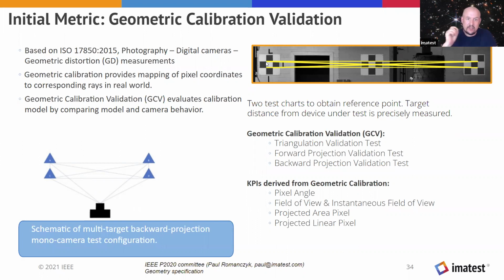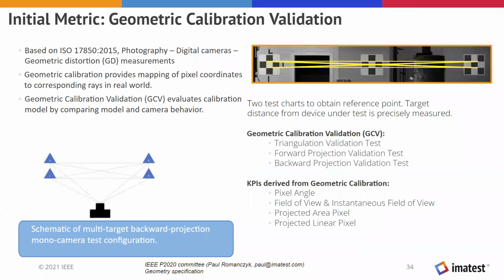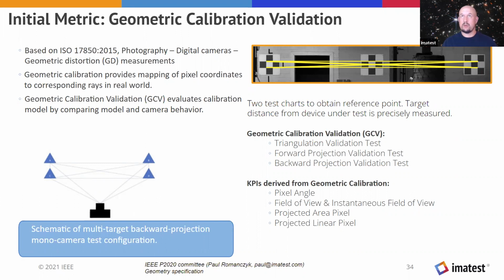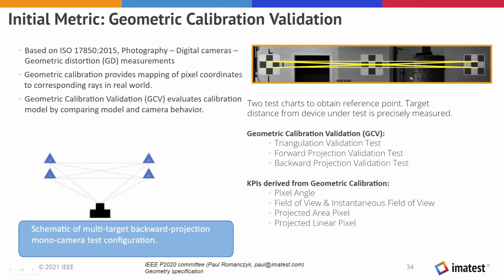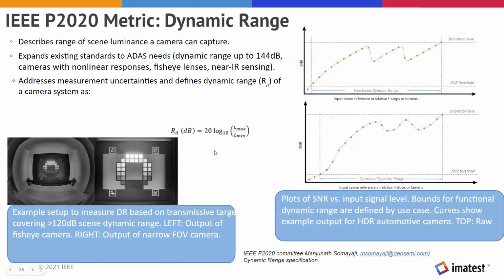So the goal is to see, based on where you think these rays exist in the real world, what the difference is between where you expect them to be and where they actually are. We also have a service where you can send us cameras and we will do this sort of validation of their calibration as a service, the GCV calibration.